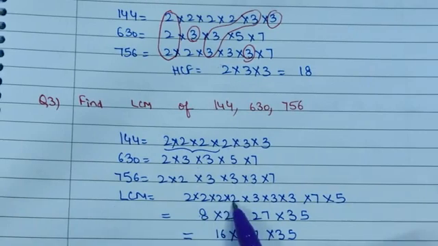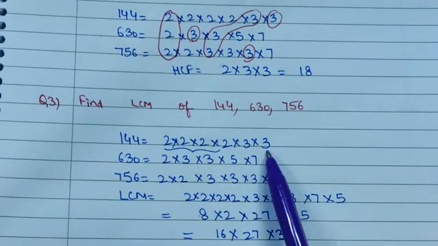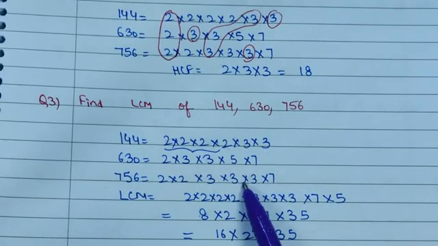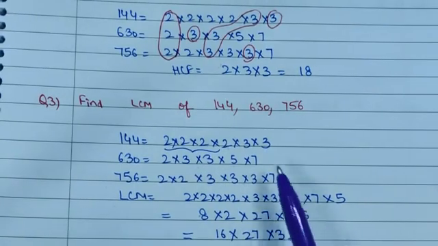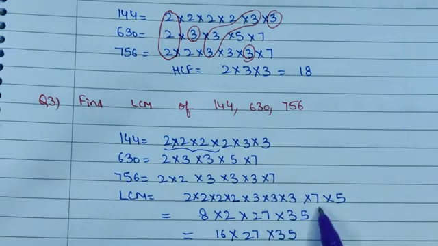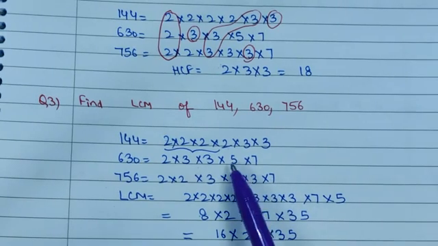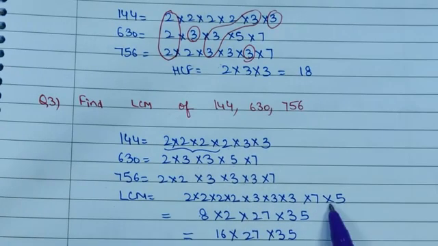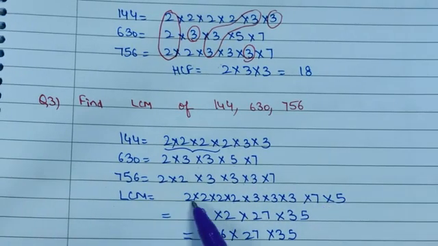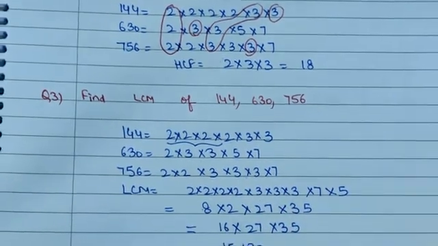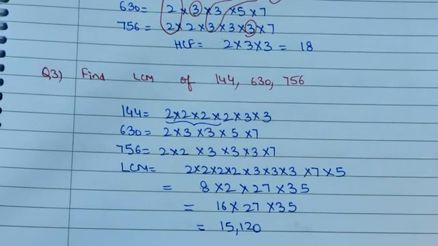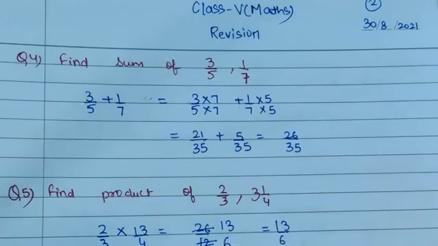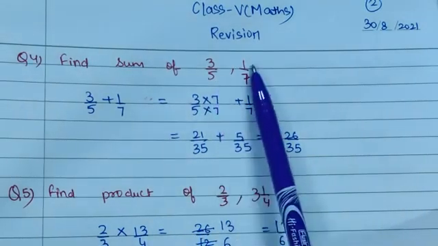So let us write it 4 times. Then 3 is coming here 2 times, here it is 3 times. So let us take it 3 times. Then 7 is coming only 1 time, so let us take it only 1 time. And 5 is also coming 1 time, so let us take it 1 time only. Now this is 8 into 27 into 35, and on multiplying these numbers we get what? 15,120. Clear?